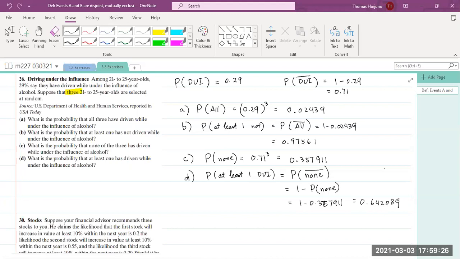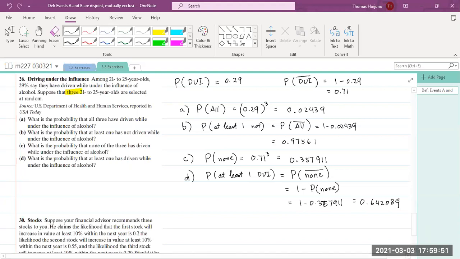We will actually do more of this later in chapter 6. This has something to do with binomial distribution. That's why I tend to attack the type of question where we have without replacement. This is the one where we have independent case. Okay, this is how we do it.